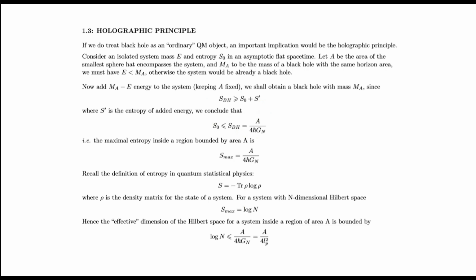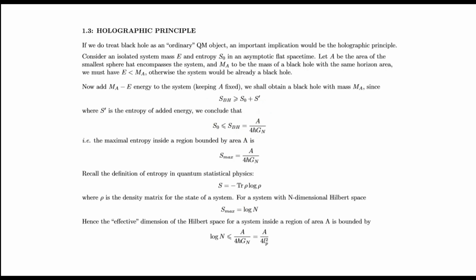Holographic principle. If we do treat a black hole as an ordinary quantum mechanical object, an important implication would be the holographic principle. Consider an isolated system with mass, energy, and entropy as zero in an asymptotic flat spacetime. Let A be the area of the smallest sphere that encompasses the system, and MA be the mass of a black hole with the same horizon area. We must have E smaller than MA, otherwise the system would be already a black hole.